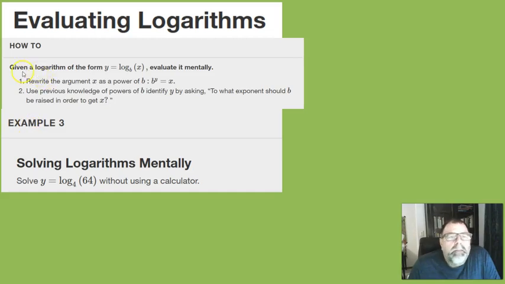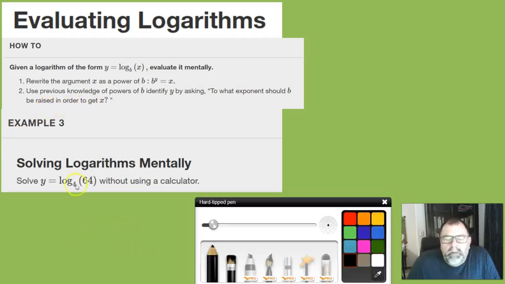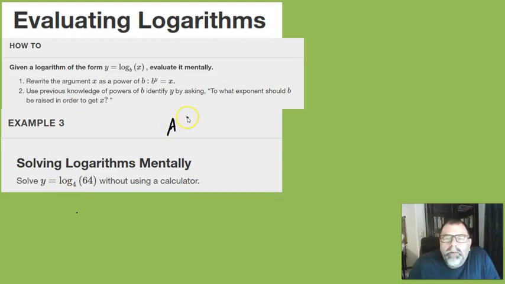Okay, so the technique then is, given a logarithm of the form y equals log base b of x, evaluate it mentally. Rewrite the argument x as a power of b. Remember, b to the y is equal to x. Use previous knowledge of powers of b to identify y by asking to what exponent should b be raised in order to get x. Again, I want you to get in your head that a log is an exponent.